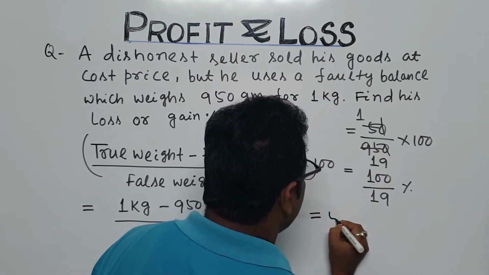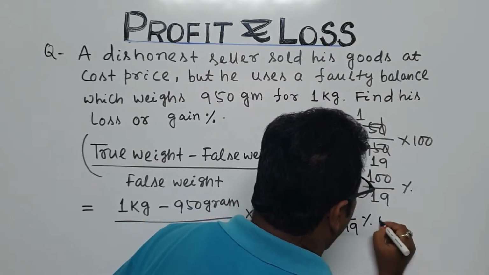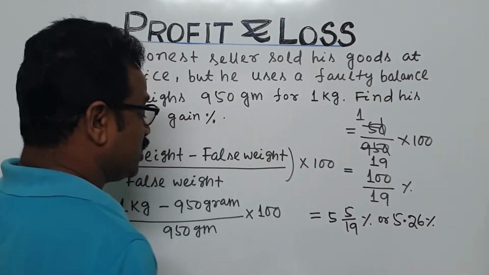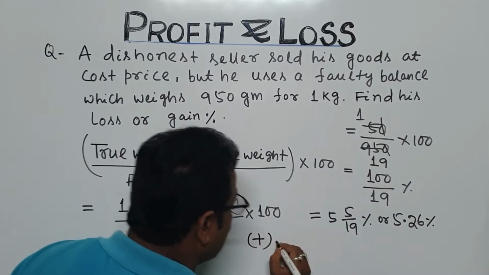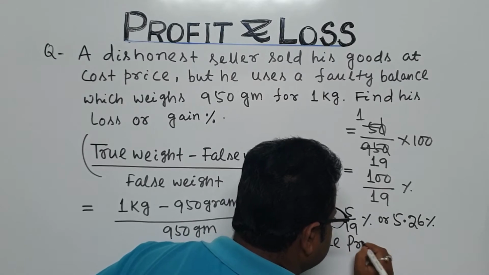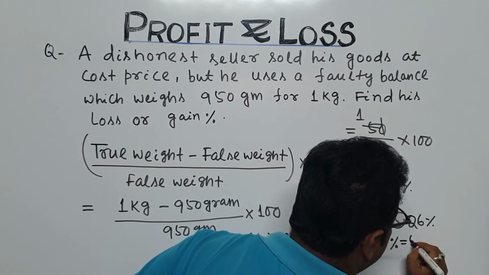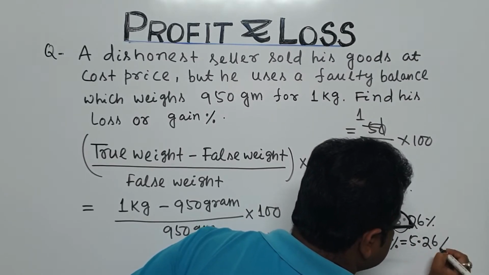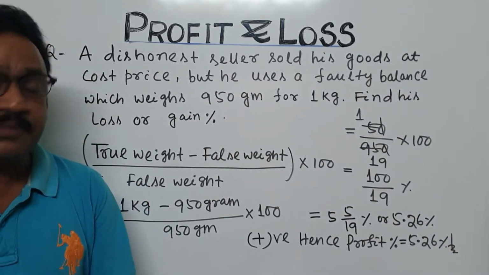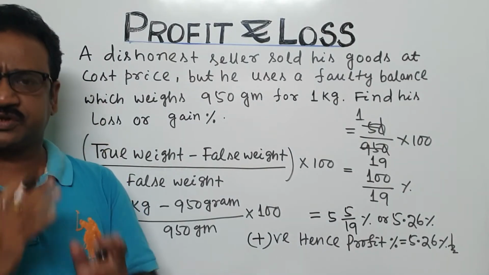This is equal to 545 by 19%, or we can write in decimal 5.26%. So positive. Hence profit percent is equal to 5.26%. So this is the answer. If positive value will come, that will be gain. If negative value will come, that will be loss.